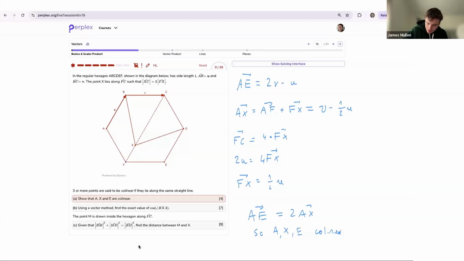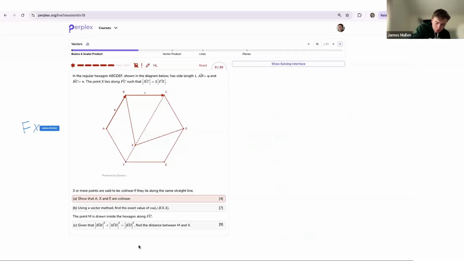Let's just remember one thing, which was that fx was equal to half of u. Now, in part B, it says that using a vector method, we are to find the exact value of cos of bxa. And bxa, if I draw it here, is going to be this angle here. Now, to use a vector method to find the angle, I'm going to have to consider bx dotted with ax. Okay, I'm going to have to consider that scalar product.